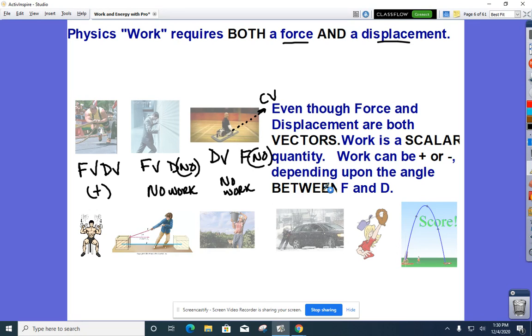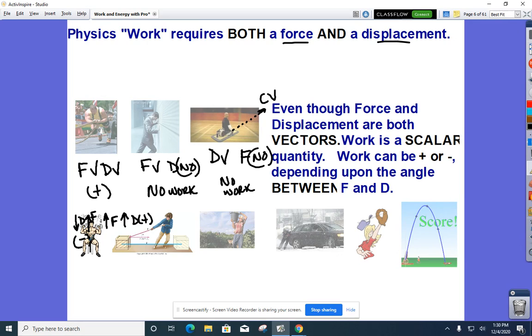Now, it can be positive, it could be negative, and that, again, depends on the angle between the force and displacement. A person lifting weights here, when they lift it upward, the force is up and the displacement is up, and so the work is positive. But when they lower it, where the displacement is down, notice the force is still up, right? So when they lower it, the work is negative.